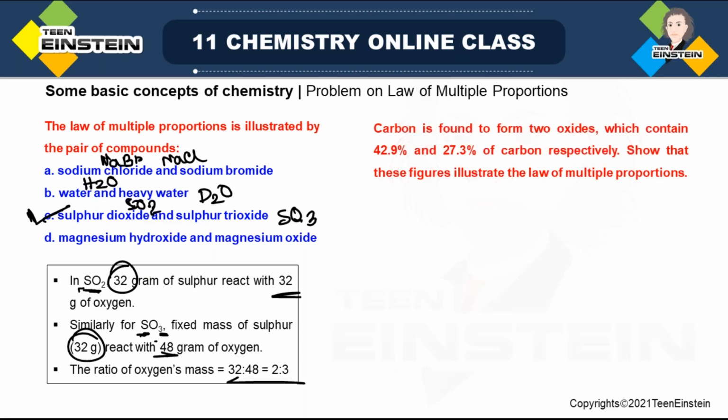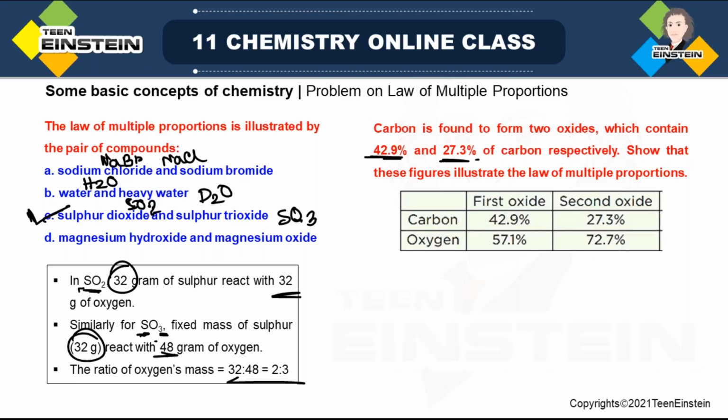Carbon is found to form 2 different oxides that we have just seen. One is carbon monoxide, another one is CO2, which contain 42.9% of carbon and 27.3% of carbon respectively, because 2 oxides are there. Show that these figures illustrate the law of multiple proportion. So once you know the percentage of carbon, obviously by subtracting from 100 you can get the percentage of oxygen.